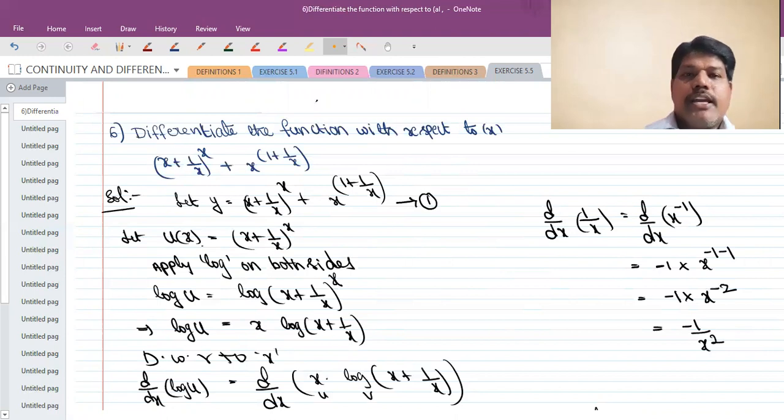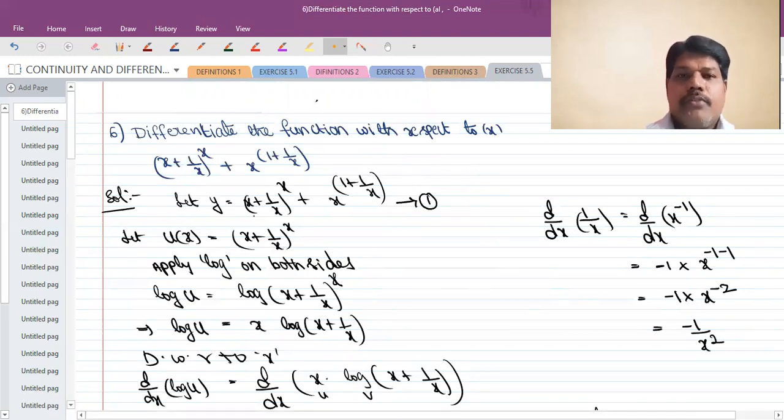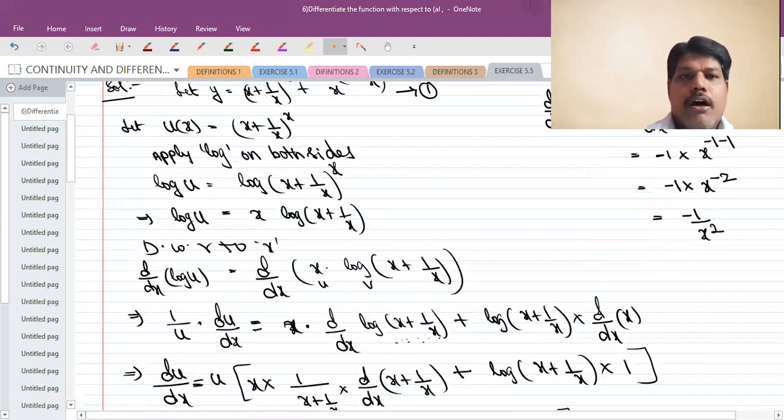So what I will do here: first, we have to take the given function as y. So automatically y is equal to x plus 1 by x whole power x plus 1 by x whole power x. So first take that as u. Then apply the log on both the sides. Log u is equal to log of x plus 1 by x whole power x. So that is nothing but it can be written as x into log of x plus 1 by x.